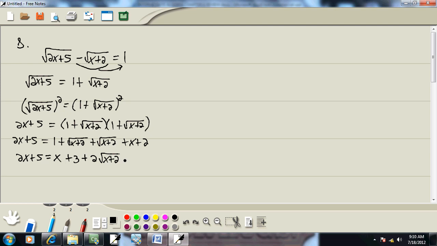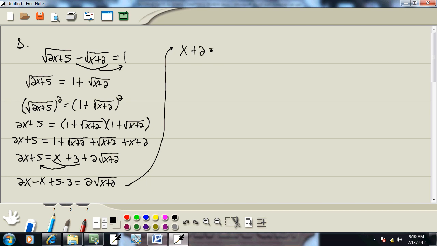And now we're down to step 3. Step 3 says if more radicals, go back to step number 1. So back to step number 1. Step number 1 says get a radical by itself. Now I'm going to take this x plus 3 and move it to the left side. So remember, when you move anything across equals, sign changes, x becomes negative, and the 3 becomes negative. 2x minus x is x, 5 minus 3 is 2. Now we don't quite have the square root by itself, but if I divided both sides by 2, I'd create a fraction, and we don't want to do that.